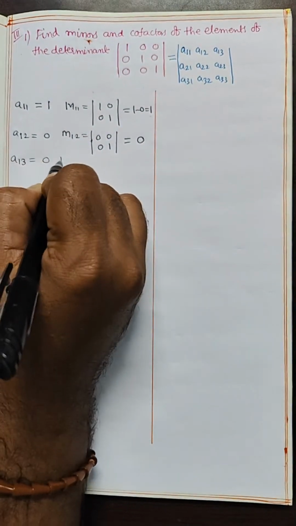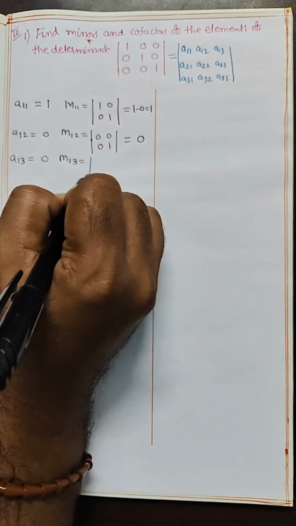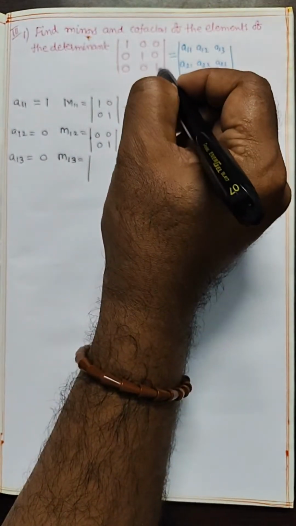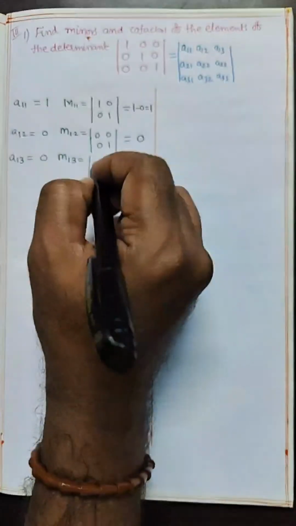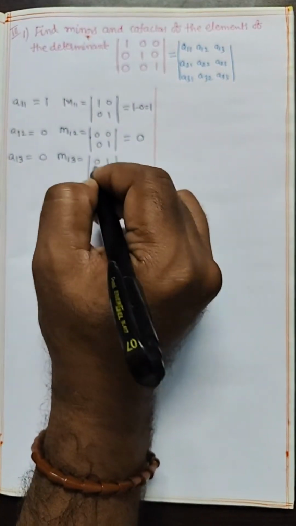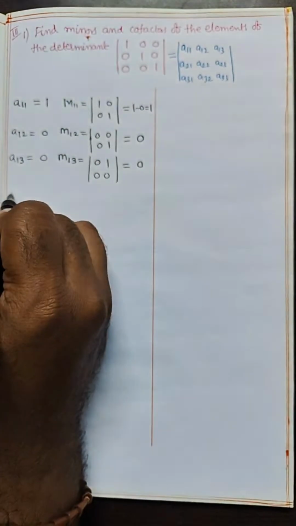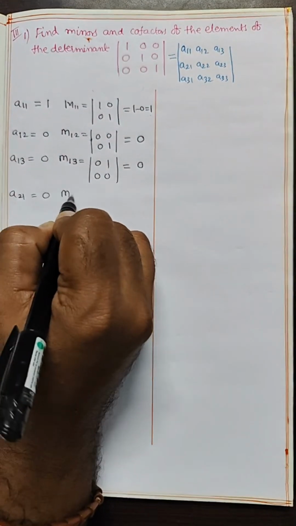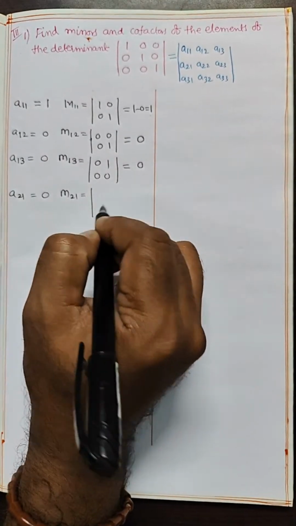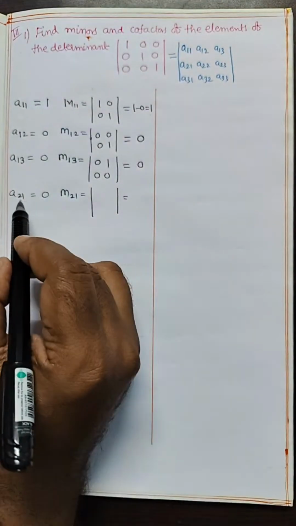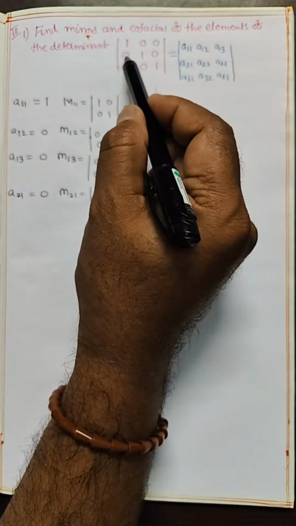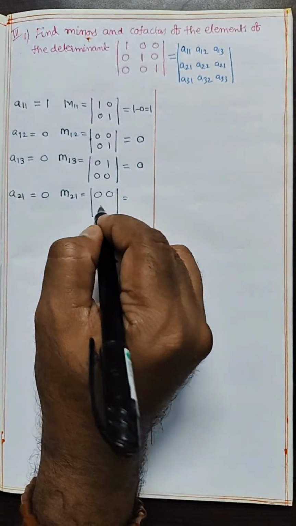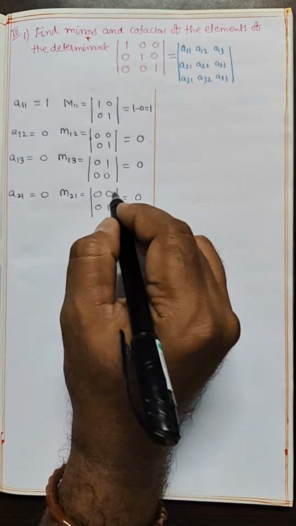Next, A13 element is also 0. M13 means eliminating the first row and third column: 0 1 0 0, so 0 minus 0. Next, A21 value is 0. So M21 is eliminating the second row and first column: 0 0 0 1, so 0 anyway.